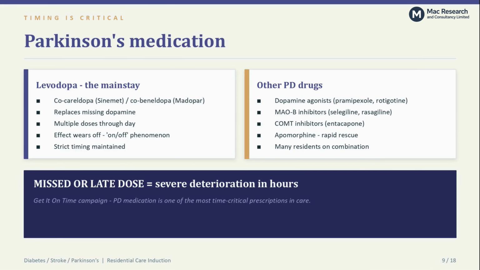Levodopa is the mainstay. Brand names co-careldopa, Sinemet, or co-beneldopa, Modipar. It replaces the missing dopamine and dramatically improves motor symptoms. Multiple doses through the day, typically every 3 to 4 hours, because the effect wears off.